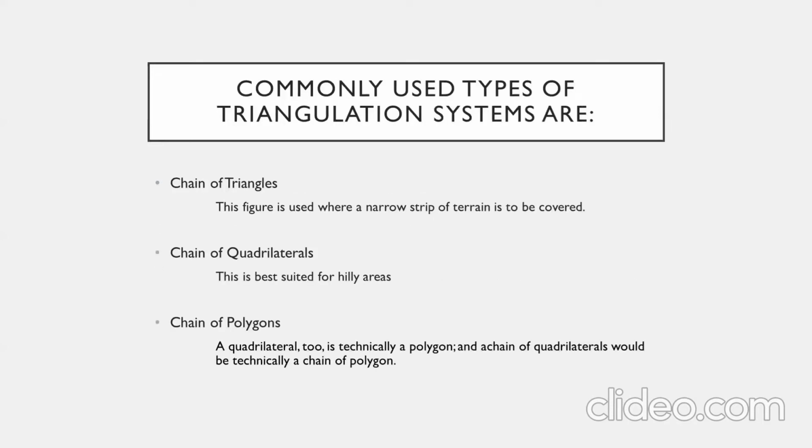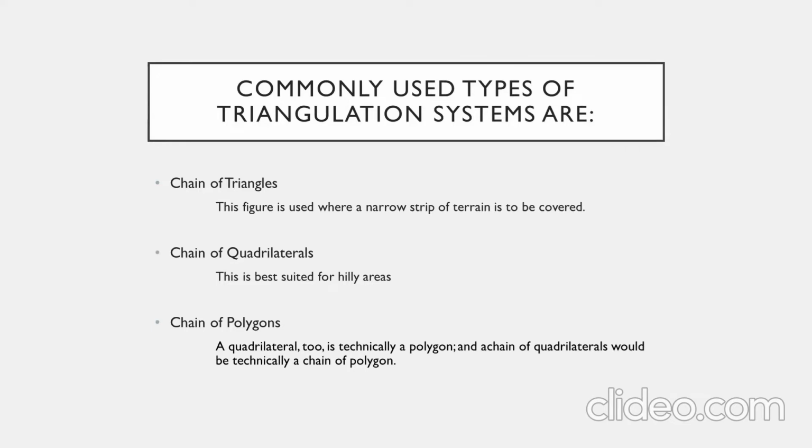So the commonly used types of triangulation systems are chain of single triangles, chain of quadrilaterals, and chain of polygons. In chain of single triangles, this figure is used where a narrow strip of terrain is to be covered. This system is rapid and economical, however, it does not show accuracy for primary work, and it is not possible to carry triangles through the figure by 2 independent routes.